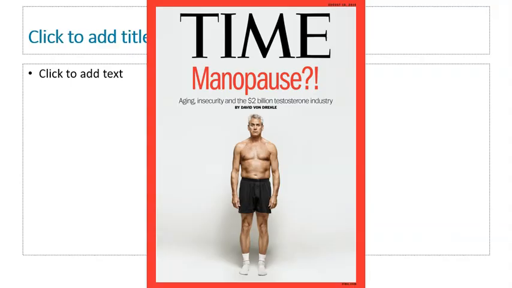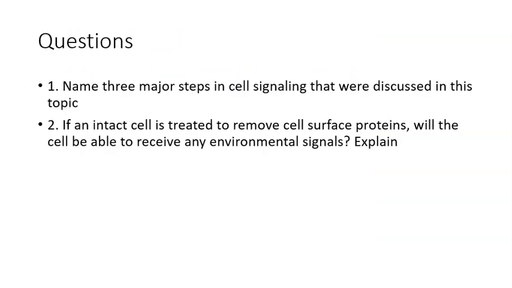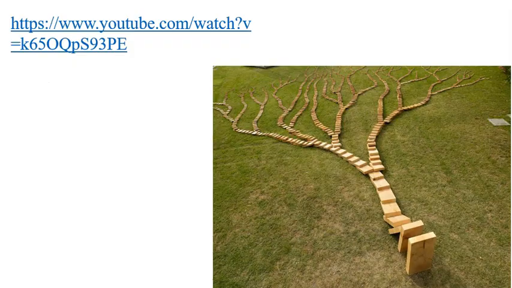And then, of course, this leads us to the whole $2 billion testosterone industry. It's probably even more now. And so here are some questions we went over in class. Being able to answer those is helpful.